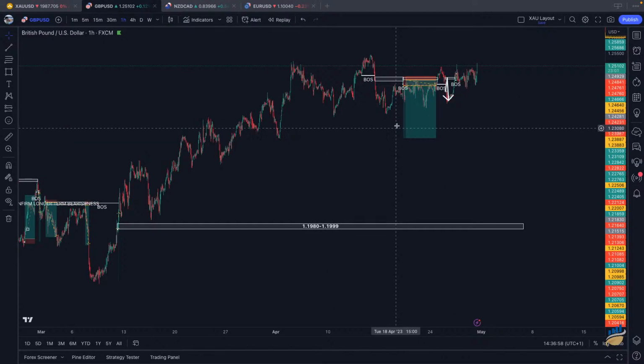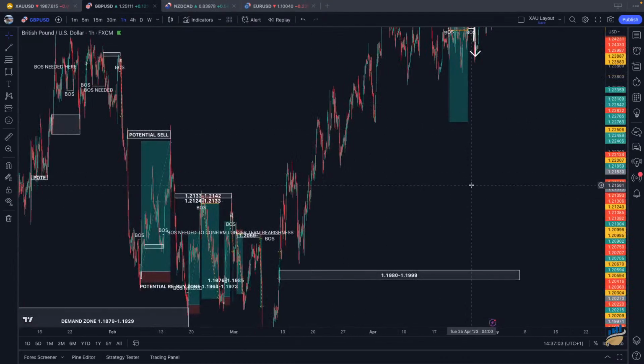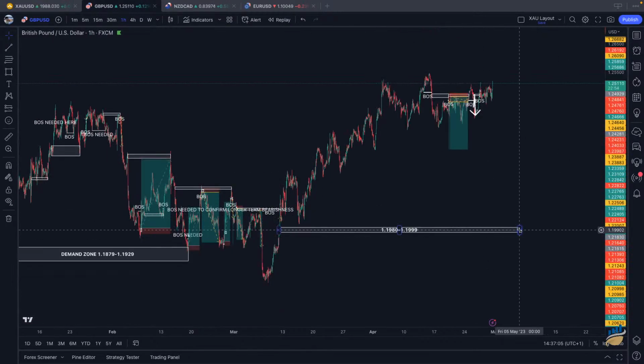We're just seeing price put in a distribution. Price is preparing for a move taking us lower. I think that's pretty evident by the behavior of it recently.